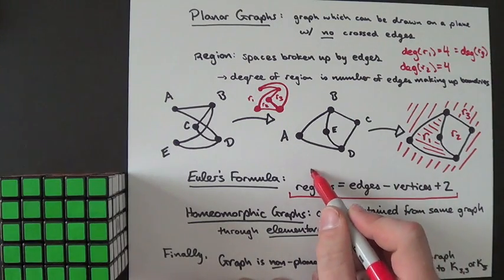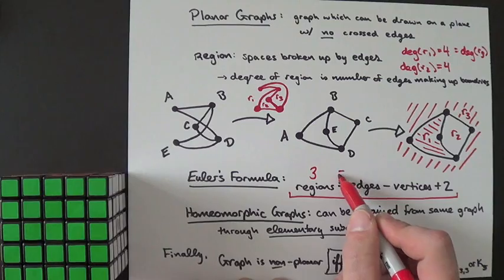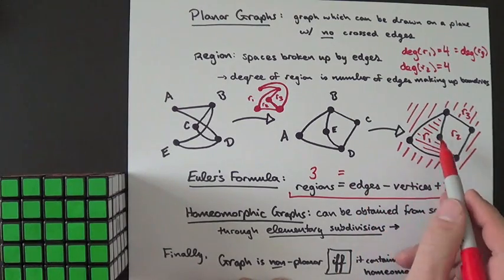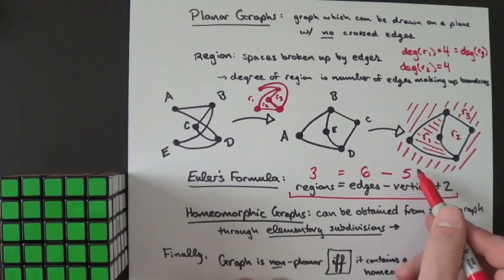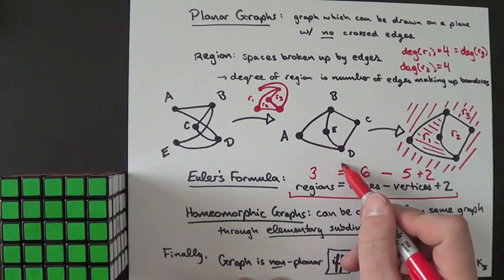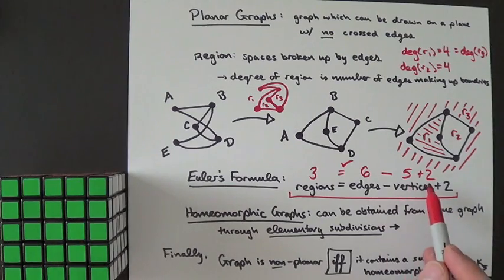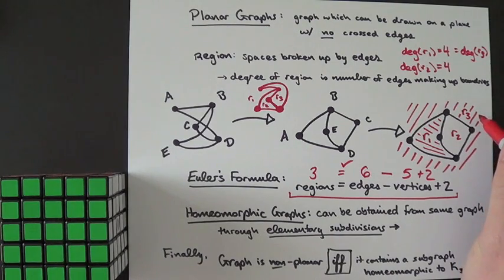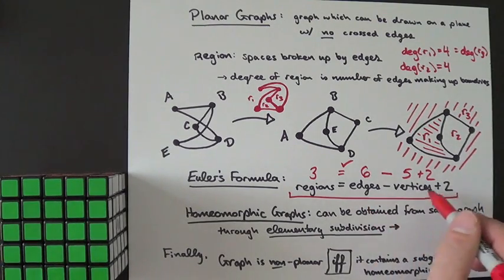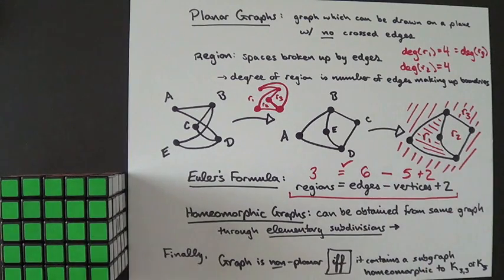So in this case, we can see we have 3 regions. That should be equal to the number of edges, 1, 2, 3, 4, 5, 6, minus the number of vertices, there's 5, plus 2. And indeed, 1 plus 2 is 3. It checks out. Okay, so that's one way you can also check yourself to make sure you've got the proper number of regions. The most common mistake you can imagine here is to neglect this outside region, in this case R3. So that's one way you can double check yourself fairly quickly, just to make sure that that outside region is accounted for.